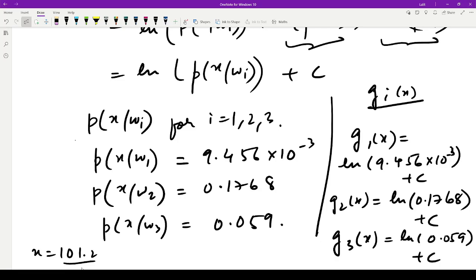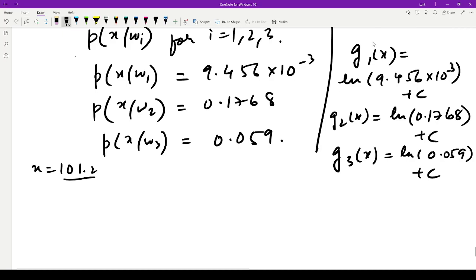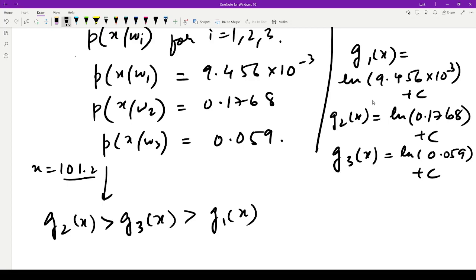Anyone? Class 2. Yes. So we have to compare these three values. We can see that at X equals 101.2, these constants don't matter because they're all the same. G2 of X is greater than G3 of X, which is greater than G1 of X. Yes? Everyone agrees? Why am I saying this?